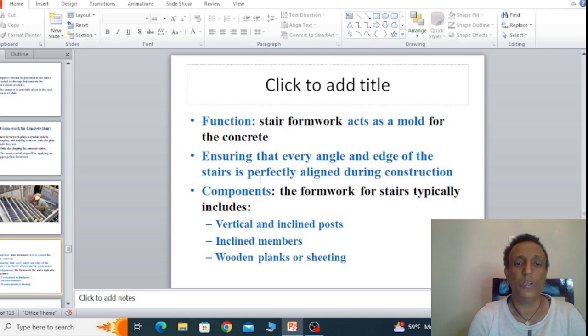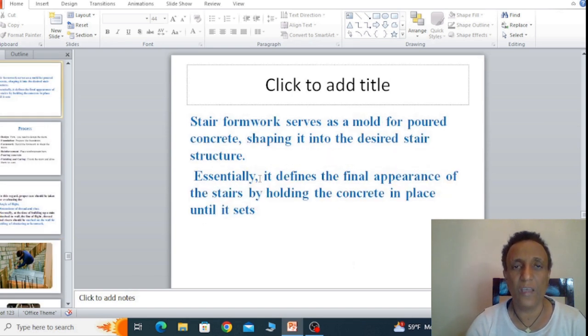The formwork should ensure that every angle and every edge of the stair should be perfectly aligned during construction, because after removing the formwork we have to get the correct angle and edge of the concrete staircase. There are various components: vertical and inclined posts, wooden members, planks, and different members are used to create the stair formwork. Stair formwork serves as a mold for poured concrete shaping into the desired stair structure.